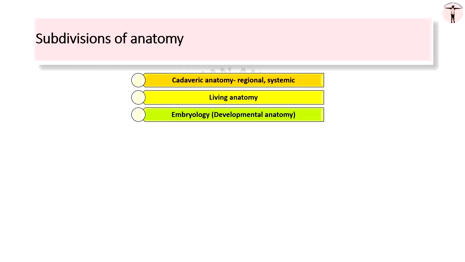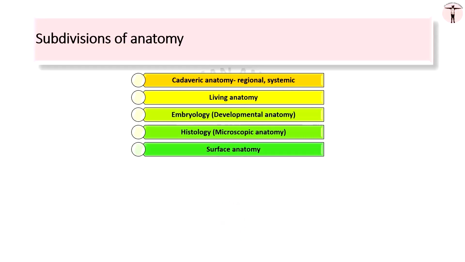The evolutionary history, on the other hand, is called phylogeny, where you are comparing the human development with that of the stages of evolution. Histology or microscopic anatomy is the study of structures with the aid of a microscope. Surface anatomy or topographic anatomy is the study of deeper parts of the body in relation to the skin surface. Example, palpating the artery. It is helpful in clinical practice and surgical operations.